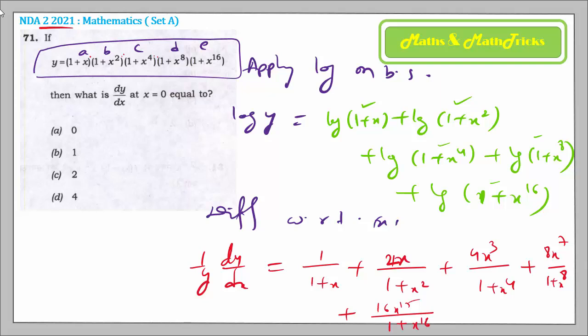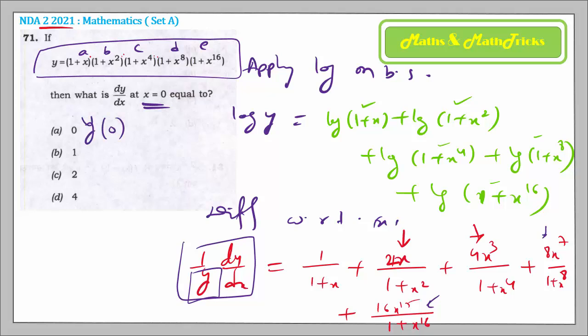Now, for such a huge derivative, you have been given just a value to evaluate at 0. You can imagine the answer mentally, because when you put x equal to 0, there is an x in every term after the first term in the numerator. So ultimately each term becomes 0 after the first term. You are just left with 1 by y dy by dx equals 1 by 1 plus 0, which is 1. And moreover, you calculate the value of y at 0.